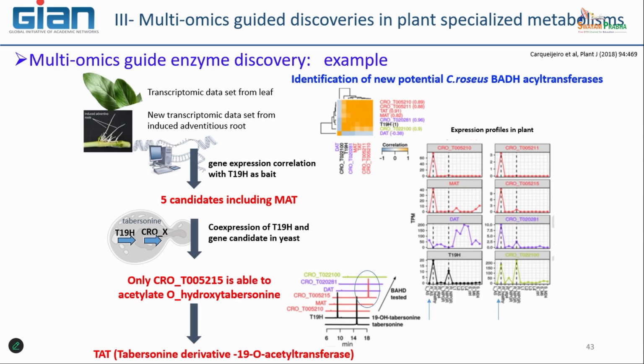And this is why we tested several metabolomic studies on this specific yeast, in order to see if they are able to produce, for example, here it was hydroxytabersonine or different other molecules. And in this way, we found that only one of these candidates was able to transform tabersonine into the final molecule we want to have. The others were able to produce different other things.